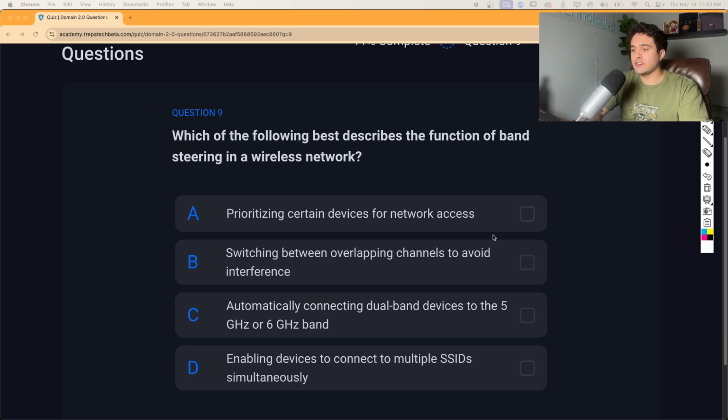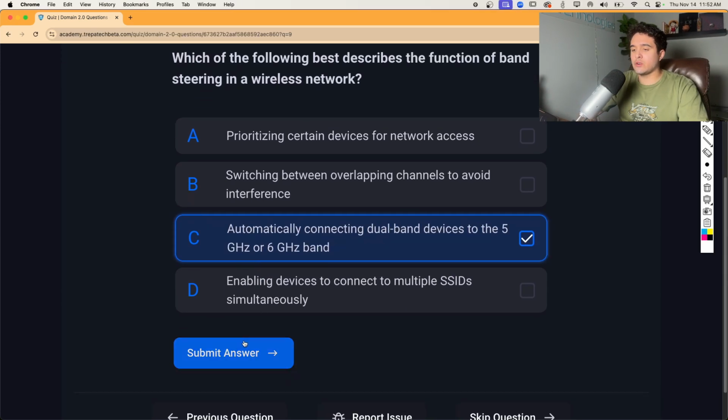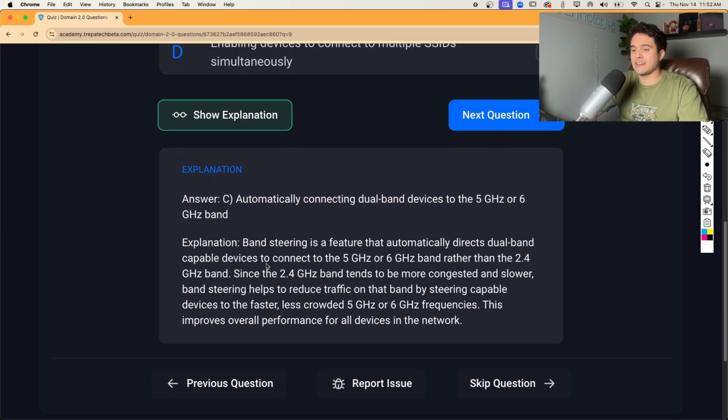Prioritizing certain devices for network access. No. So best describes the function. Multiple SSIDs simultaneously. No, we cannot do that. We need one wireless NIC per SSID. So I'm going to go with C here. Automatically connecting dual band devices to the 5 gigahertz or 6 gigahertz band. Go ahead and pause the video if you'd like to read that explanation.